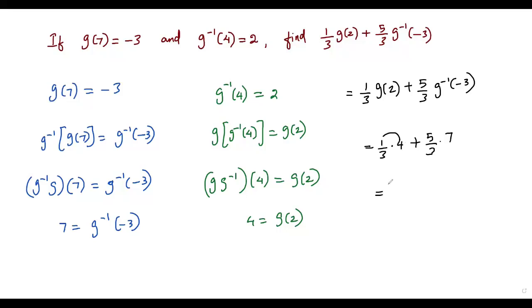So 1 times 4 is 4. So we get 4 over 3 plus 5 times 7 is 35 over 3. So here we have addition of two fractions with the same denominator. So we can take the common denominator and we have to add the numerators. There is 4 plus 35 over 3. So when I add 4 and 35, I'm getting 39 over 3.